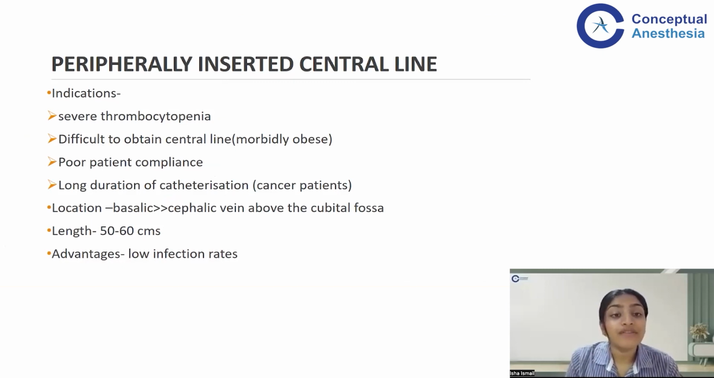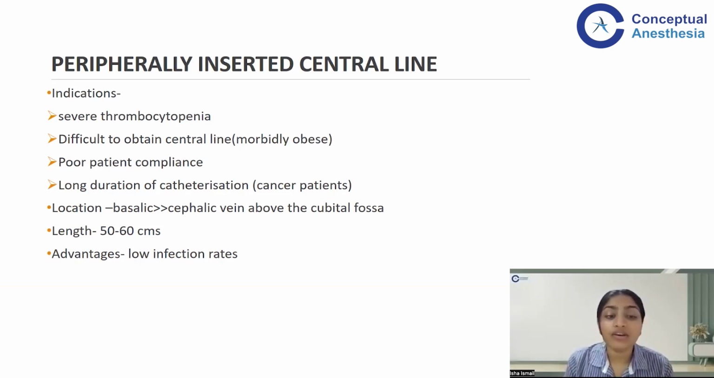Now we'll come to peripherally inserted central lines, also called the PICC lines. Now these are when you want the advantages of a central line, but you don't want the difficulties of a central line. So in a patient who is severely thrombocytopenic, you know that it's going to bleed. You want it to be in a peripheral location so you can mechanically compress it. Patients who are difficult to attain a central line to begin with, like a morbidly obese, the length of your cannula itself is not reaching the vessel. This is also a possibility.